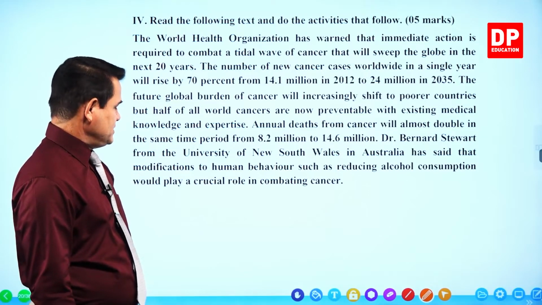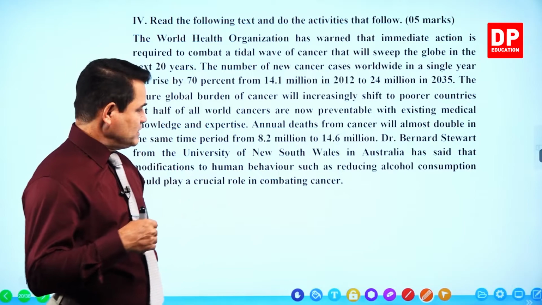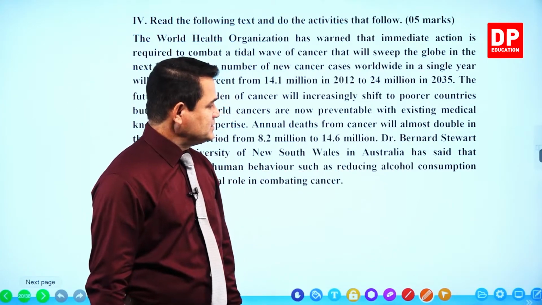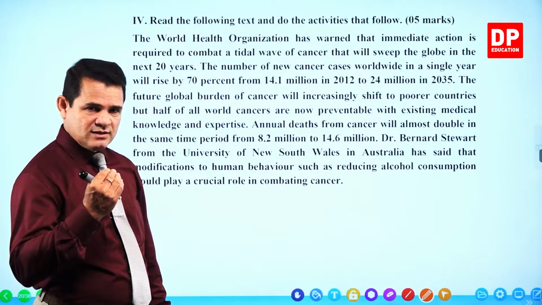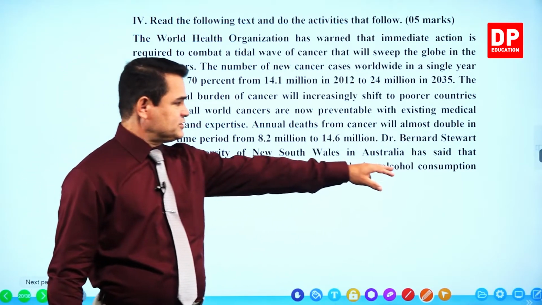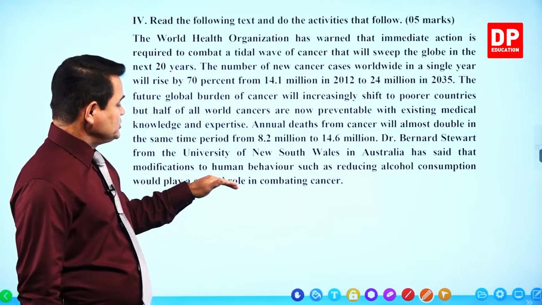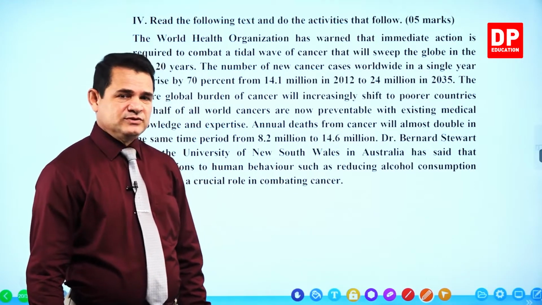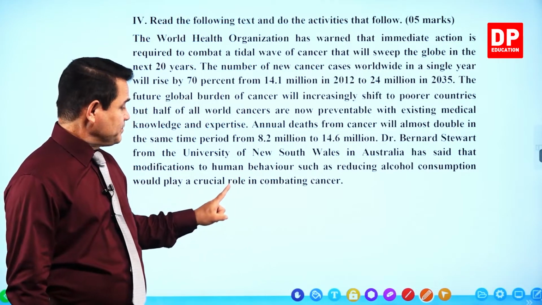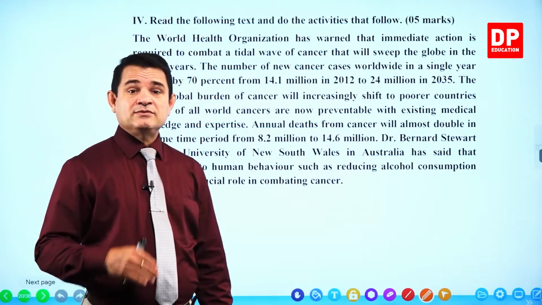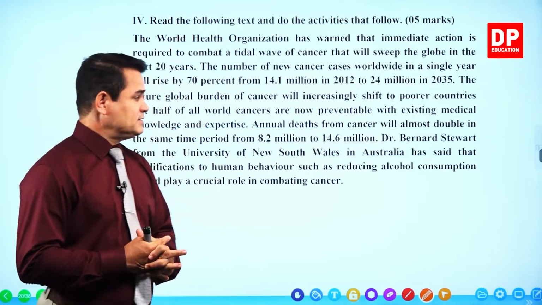modifications to human behavior, such as reducing alcohol consumption, would play a crucial role in combating cancer. Modifications means changes. Consumption means use. If you can reduce using alcohol, it will be very useful in the fight against cancer. That is reducing the consumption of alcohol.